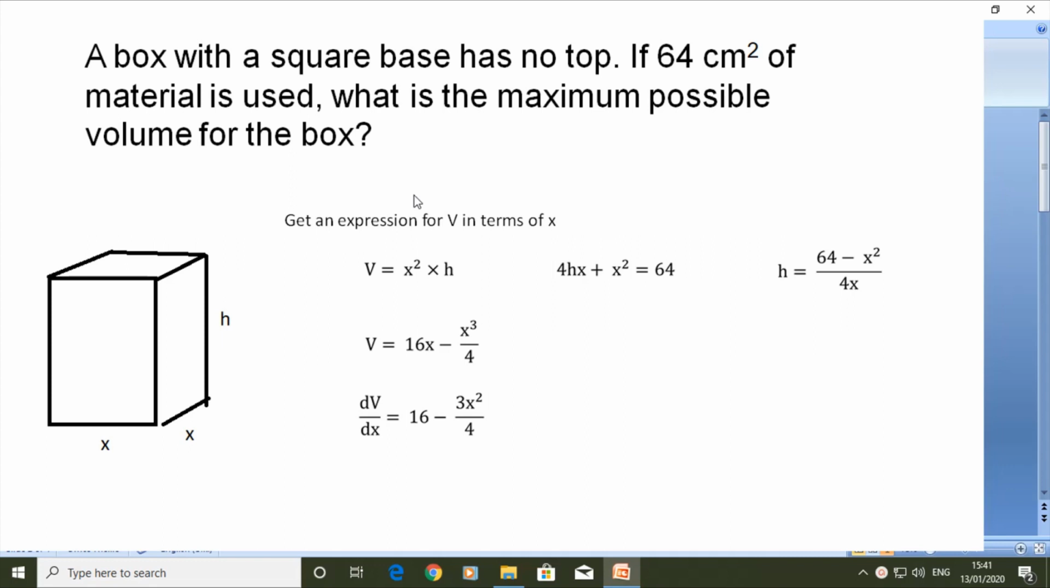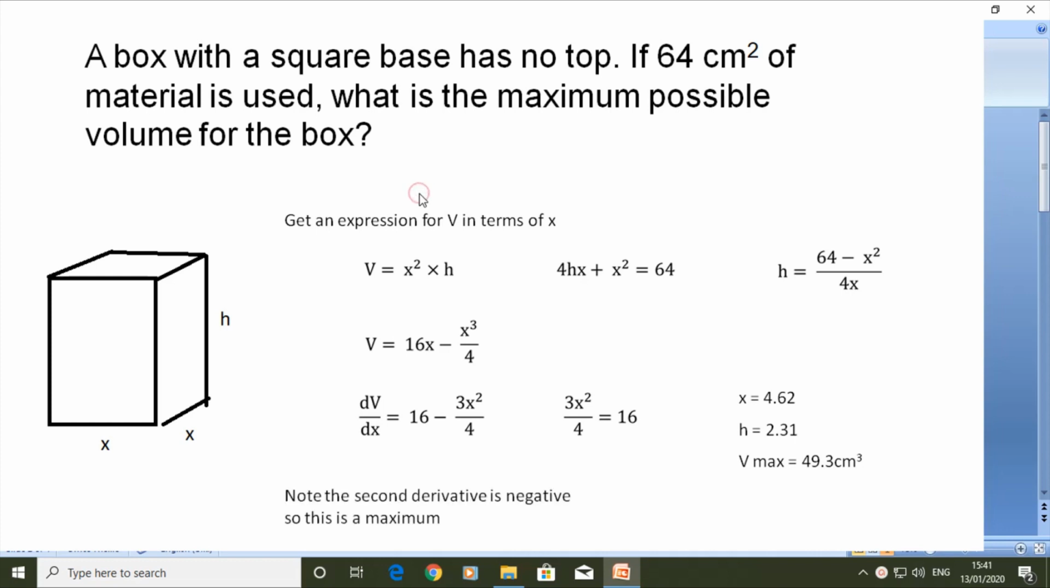And if I put that equal to 0, that will tell me the value of x, where the volume is a maximum. And that works out at 4.62. If I put that value of x into one of the equations above, then that will give me the value of h, and then if I know both of those, I can work out the maximum volume. Again, note that the second derivative is negative, so this is a maximum.